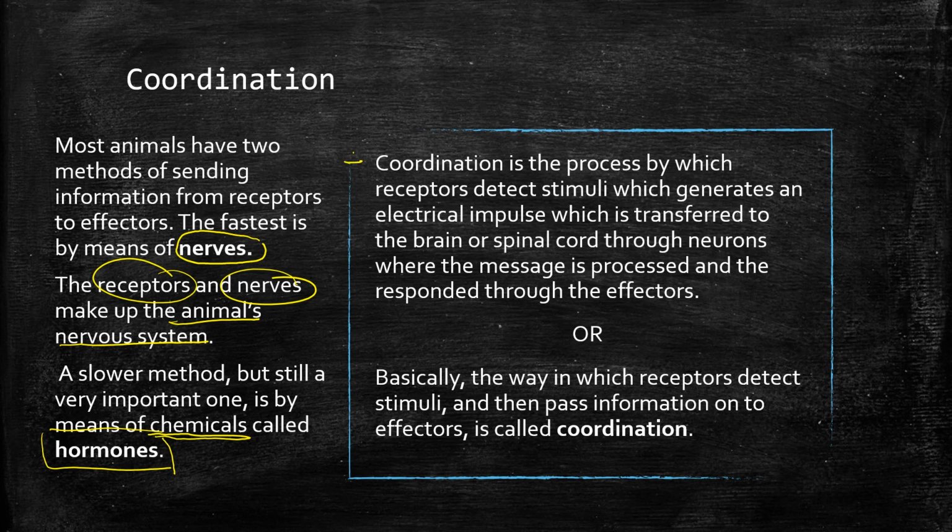But what you really need to focus on is this definition: coordination is the process by which receptors detect stimuli, which generates an electrical impulse. It is then transferred to the brain or the spinal cord, or the CNS, through neurons, where the message is processed and then responded to through the effectors. Or if you need an easy definition, you can remember this: the way in which receptors detect stimuli and pass the information on to effectors is called coordination.